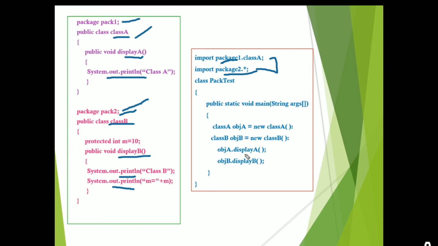Object A dot displayA invokes the display method of the class A, which belongs to package 1. Object B dot displayB invokes the method which belongs to class B, which is included in the second package, that is package 2. Like this we can use multiple import statements in a single file. So we are accessing class A methods and class B methods, which belong to two different packages, and both packages' classes are accessed here.